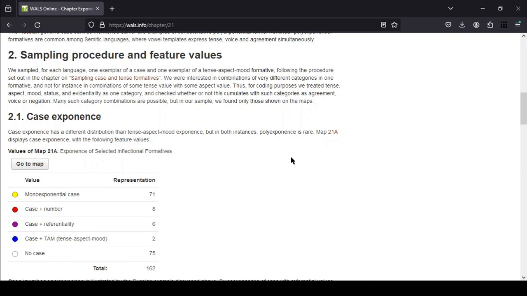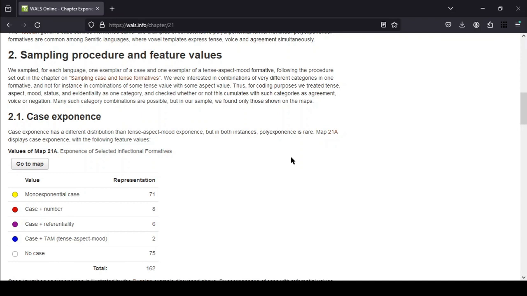Sampling procedure and feature values. We sampled for each language one exemplar of a case and one exemplar of a tense aspect mood formative, following the procedure we set out in the chapter on sampling case and tense formatives.